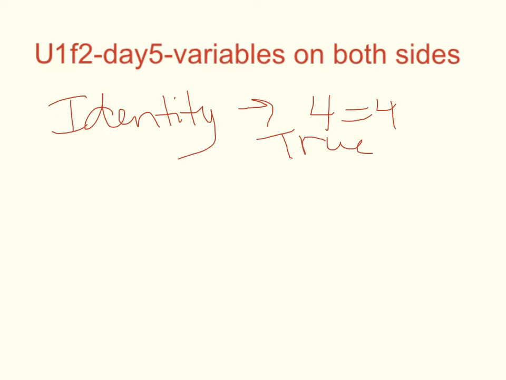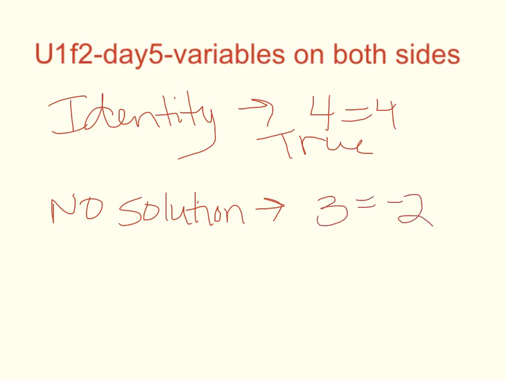Now, the next one is a no solution. And that's when the x's or the variable goes away, and then the statement doesn't make sense. Like 3 equals negative 2. Okay, it's a false statement. Okay, that's when we're going to have a no solution.